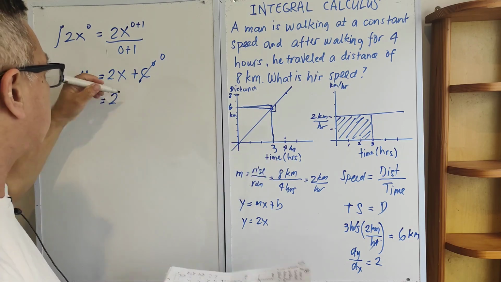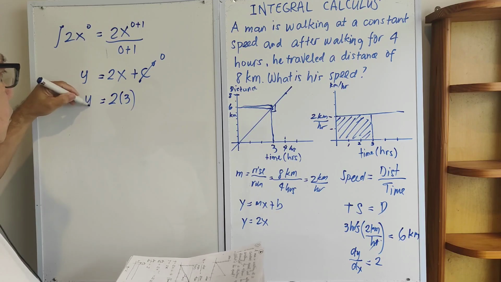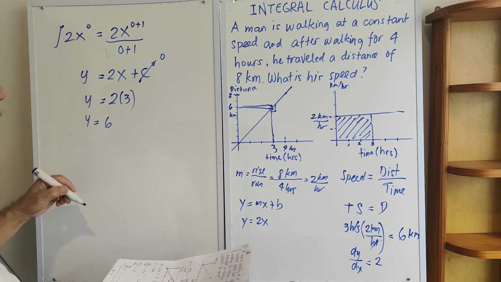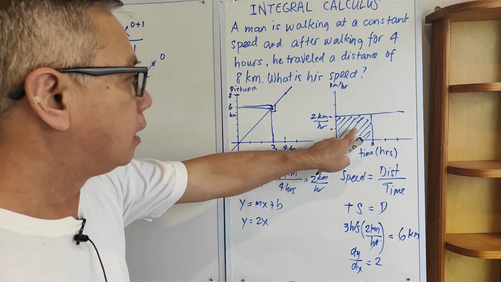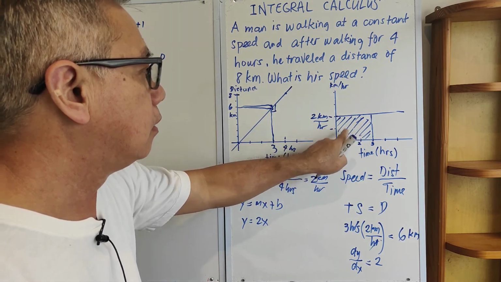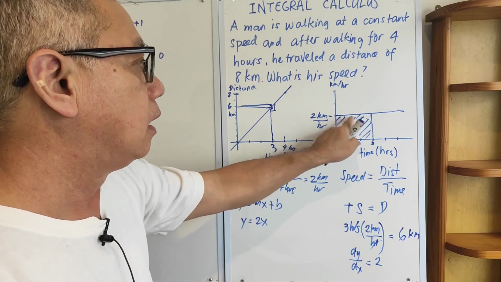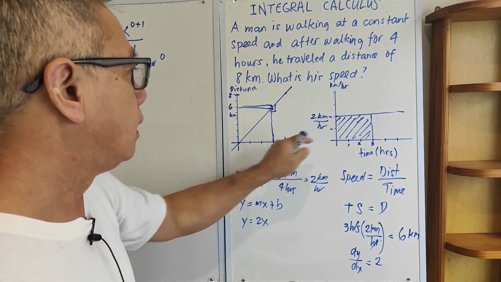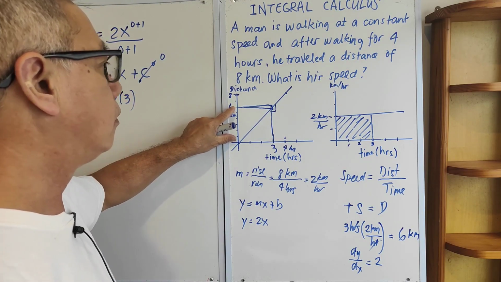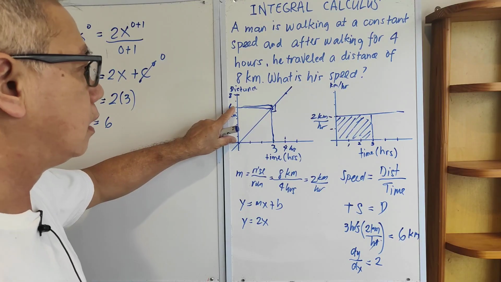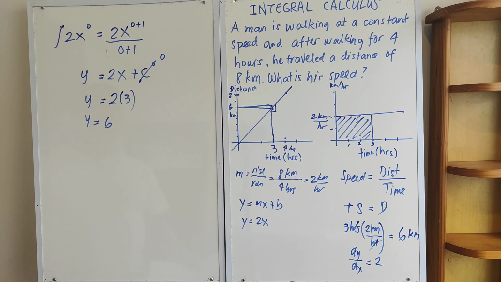You substitute 3 for x, so 2 times 3, your y is equal to 6. So this shows that the area of this, like this is not a curve, but a simple equation. The area of this one is equal to the height of the origin of the integral. This is the integral. The area of this one is equal to the height of that one.